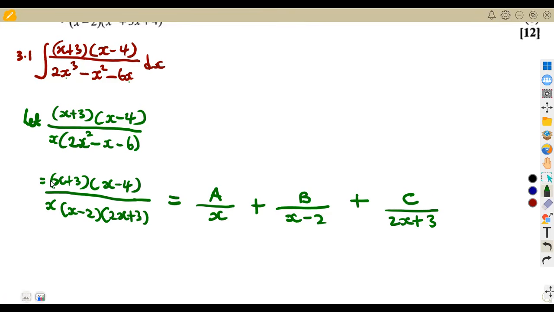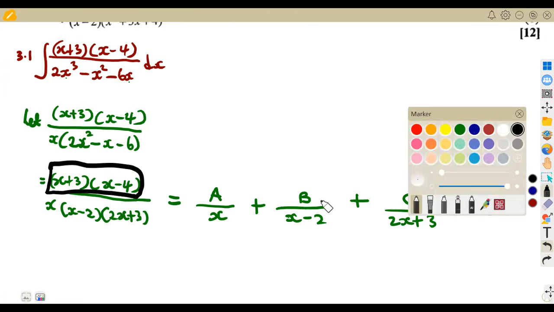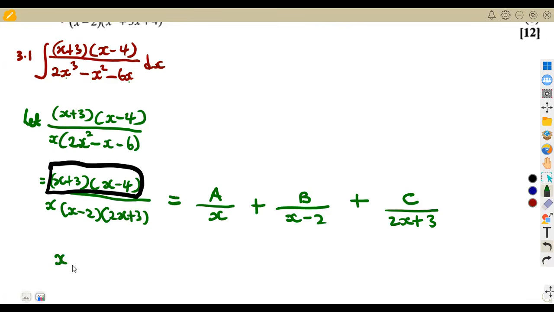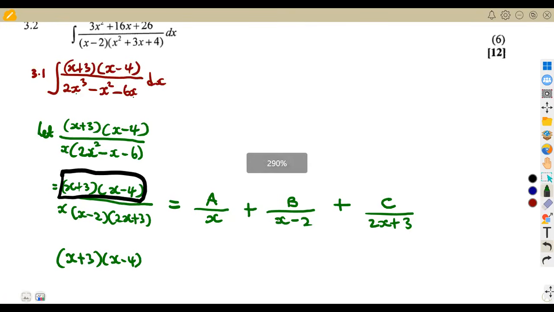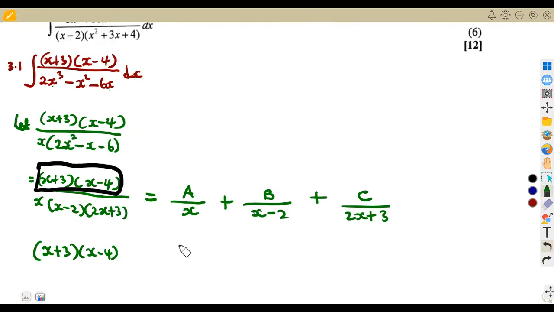So that's it. We can equate the numerators. Considering the numerator from the left-hand side, this is the whole part that we have here as it is. So we have got 2 brackets there, x plus 3 into the bracket of x minus 4. All right, then we move on to the right-hand side now, so this is equal to the right-hand side.